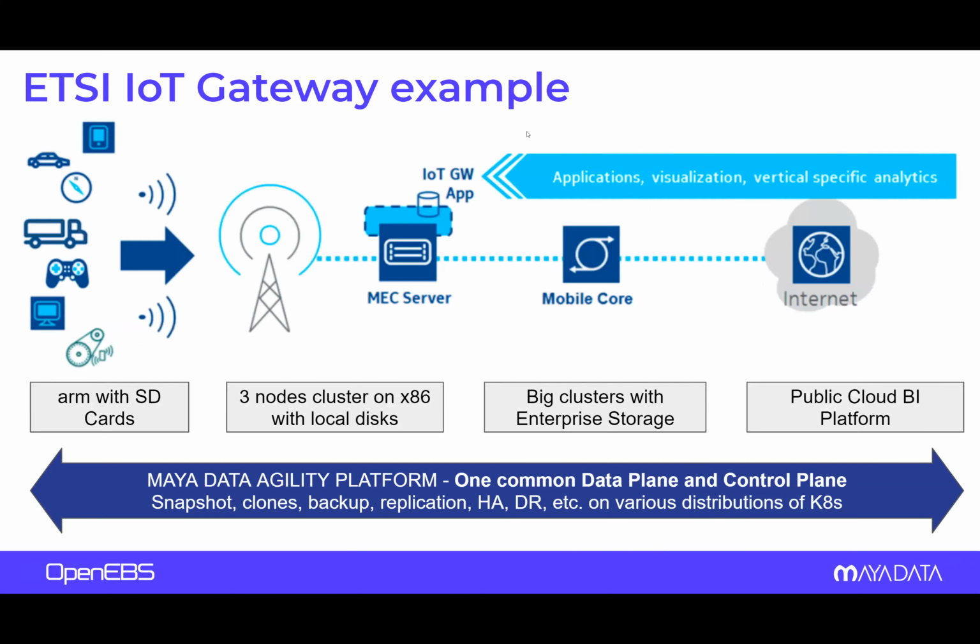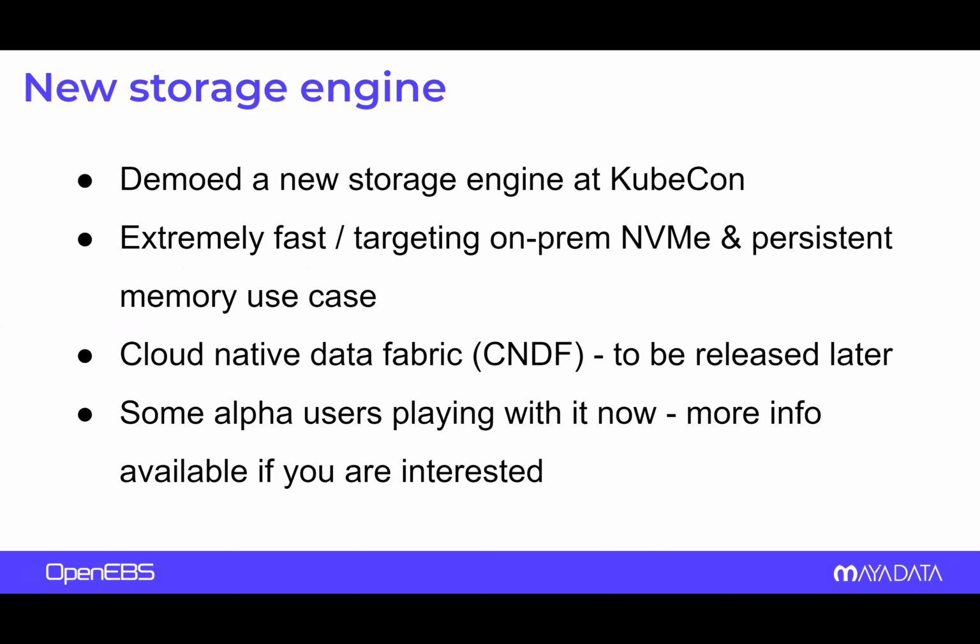And this is the last piece from the announcements. Another exciting moment. They are all equally exciting, but: a new storage engine. We have demoed a new storage engine in development. This is close to alpha. And we have demoed multi-million IOPS provided by this new storage engine. Extremely fast, also targeting on-prem NVMe, persistent memory, and storage class memory use cases, where you have low latency, high IOPS devices.